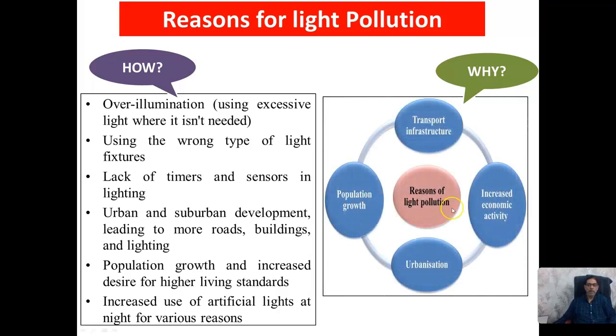Why it happens, basically, there are so many reasons for it also. One is the increased transport infrastructure in the world, then the increased economic activity, then urbanization of the different cities, then the population growth. So these are all the different reasons why light pollution is now everywhere.